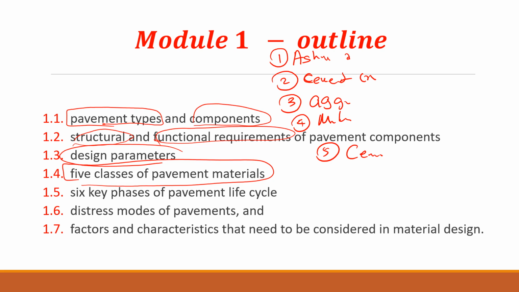And then 6 key phases of the pavement life cycle, distress modes of the pavements, and factors and characteristics that need to be considered in material design. So these parts were covered in your lecture 1. If you are not sure about this, or if you have forgotten this, please, when you go back home, go through this. Because within 1 hour, we won't be able to cover all this stuff.